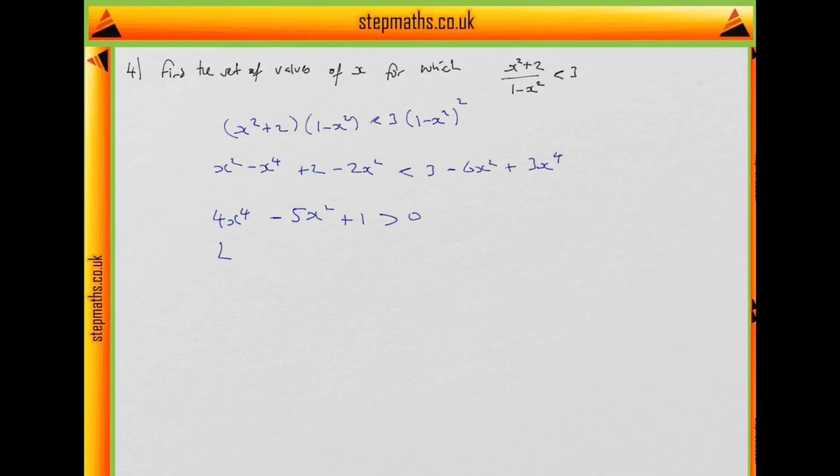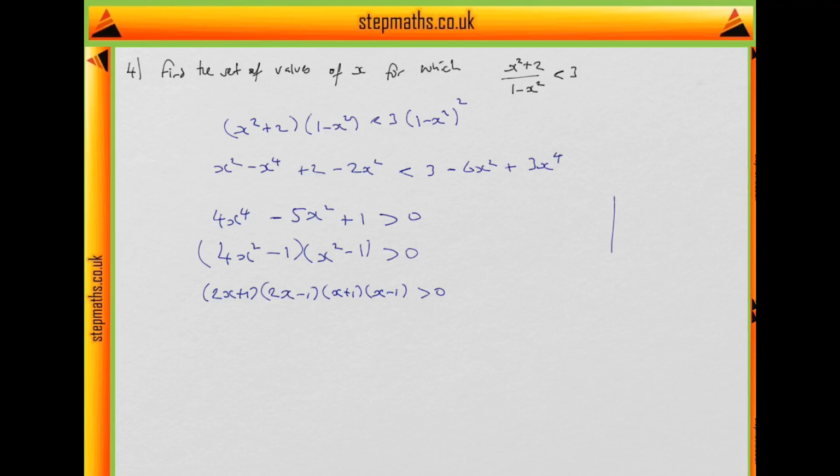Now we notice that this factorizes into (4x squared minus 1)(x squared minus 1) greater than 0. So this further factorizes by difference of two squares to (2x plus 1)(2x minus 1)(x plus 1)(x minus 1) is greater than 0. Now, we know it's a quartic, and we notice that we have roots at 1, minus 1, a half, and minus a half. So it's going to be symmetric about the y-axis.